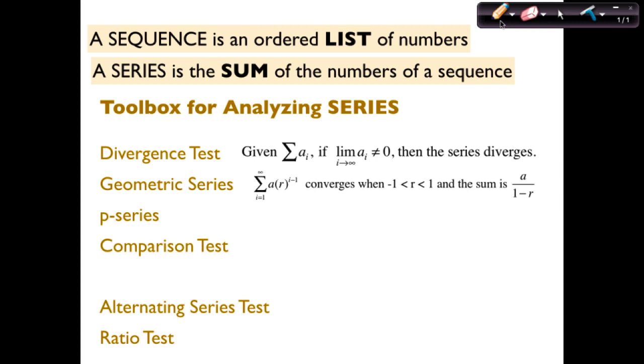This is important for what we do today. Yeah? R is like the value they multiply by each previous term to get the next term. That's right. So our geometric series looks like this, right?